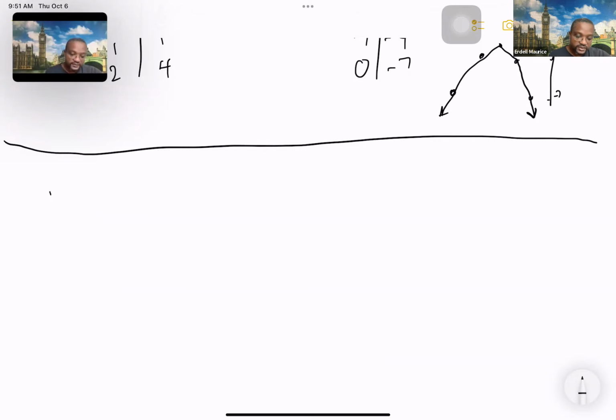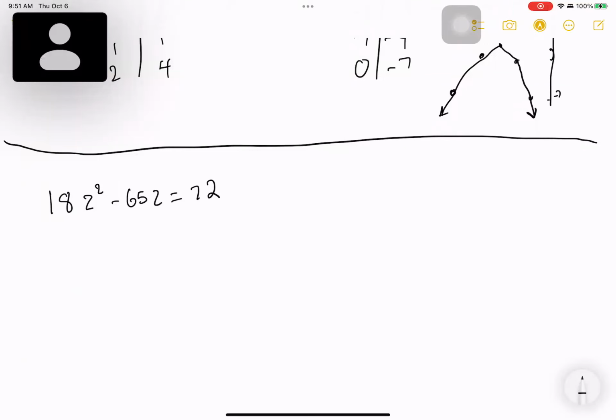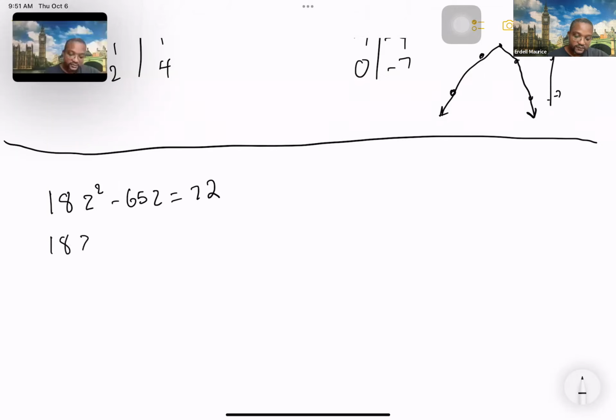So let's say I have this question right here. 18z squared minus 65z equals 72. And I want to solve this question by factoring. You would get the GCF. You have to take the 72 over first. 65z minus 72 equals 0. So is there a number that divides into all of these?